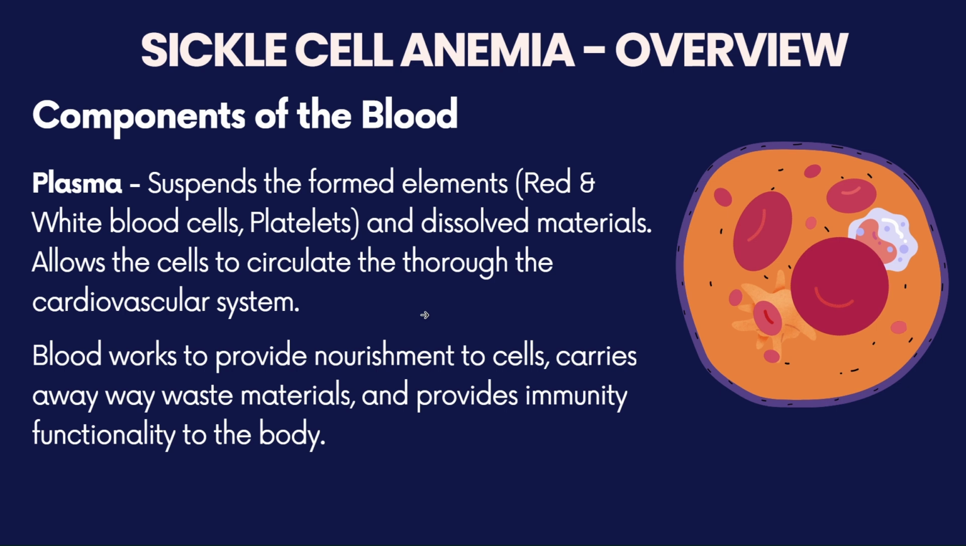And let's have a look at the components of blood again. Plasma is what suspends the formed elements, that is the red and white blood cells and platelets, and other dissolved materials. While this allows the blood to move through the cardiovascular system, blood works to provide nourishment to cells and to carry away waste materials, and also provides some immunity functionality for the body.